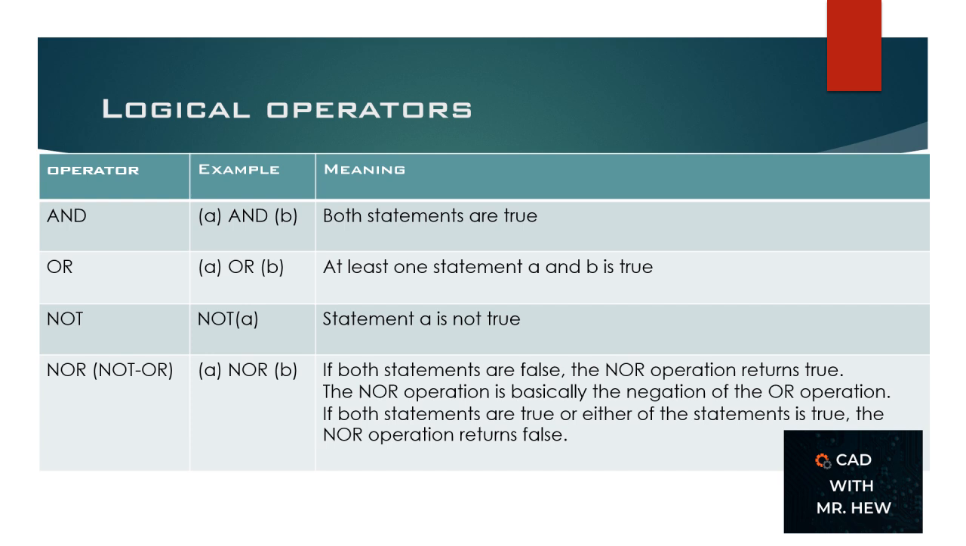Then we have NOR, which is not OR. And the example is A nor B. And the meaning is if both statements are false, the NOR operator returns true. The NOR operation is basically the negation of the OR operation. If both statements are true or either of the statements is true, the NOR operation returns false.